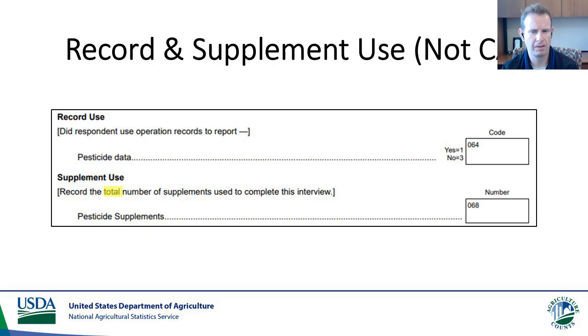Please remember to only put a number in box 068 if you used one or more supplements. So usually we see maybe one or two supplements here. If it's, for example, an apple operation, it's an orchard, they spray a lot. So you might need additional supplements. So if you use the questionnaire, plus you use two additional supplements, in box 068, you would specify 2 for the number of supplements.